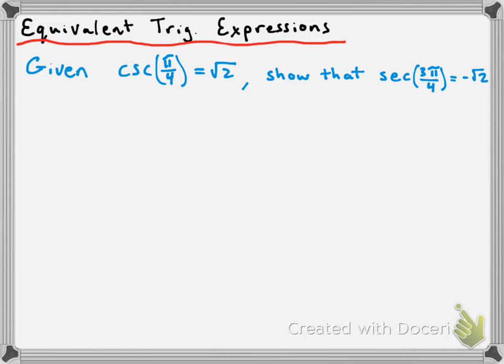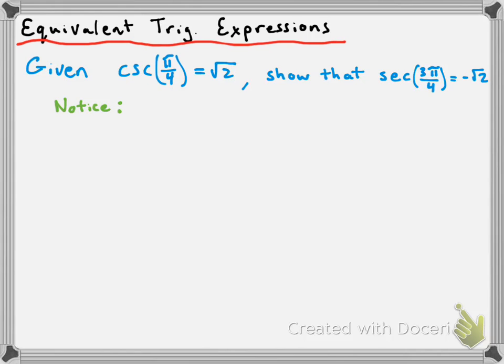Given that the cosecant of pi over 4 equals the square root of 2, show that the secant of 3 pi over 4 equals the negative square root of 2. Okay, so we know that the cosecant of pi over 4 equals the square root of 2. Here's the first thing we're going to do: we need to notice something.